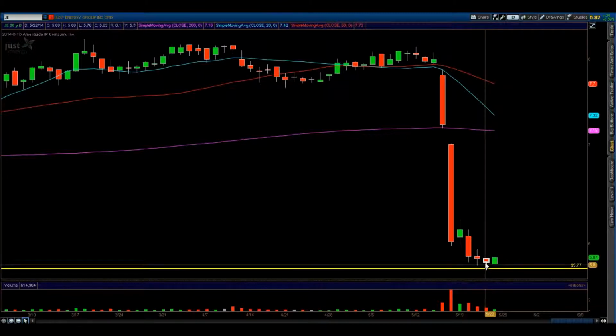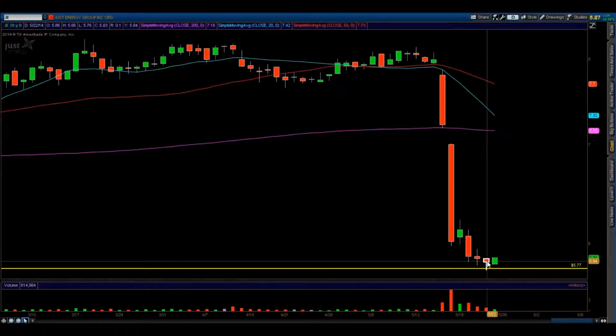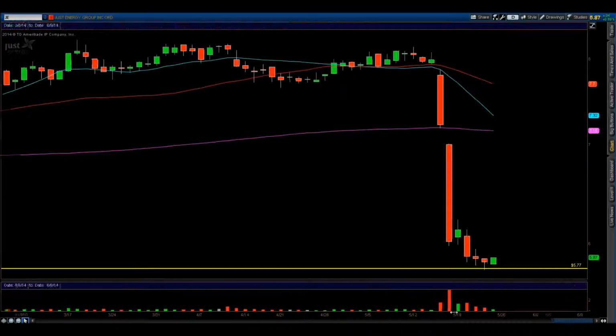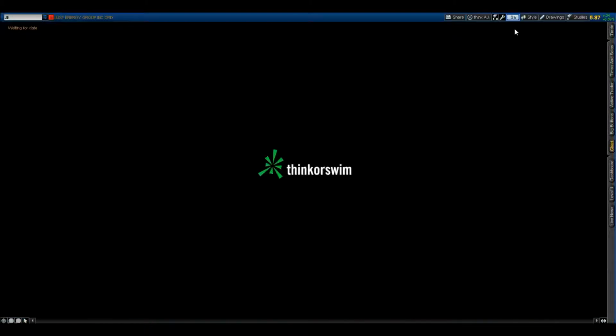So a penny, is that right? 576. So a penny above is 577. Friday it did engulf this candle here, closing up 0.89%. What I mean by engulfing is, let's look at the 60-minute chart just to explain that a little bit better.